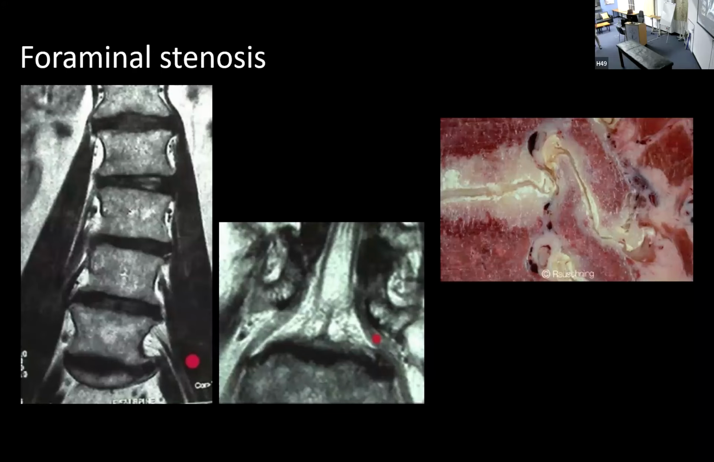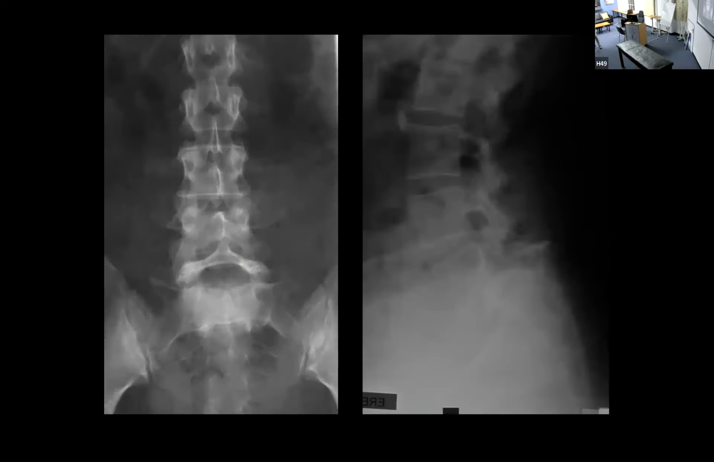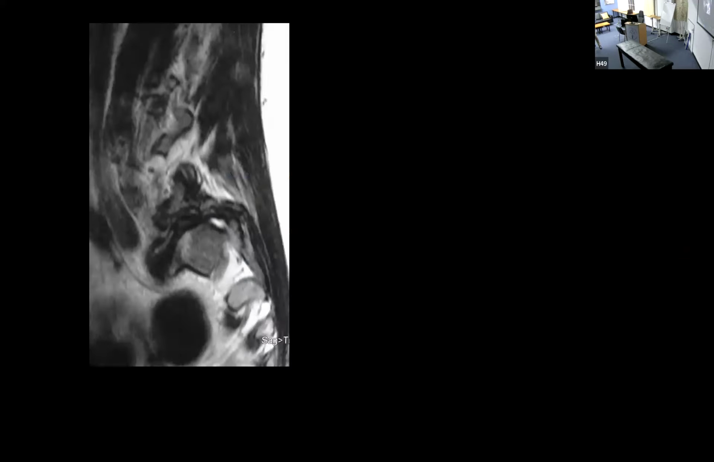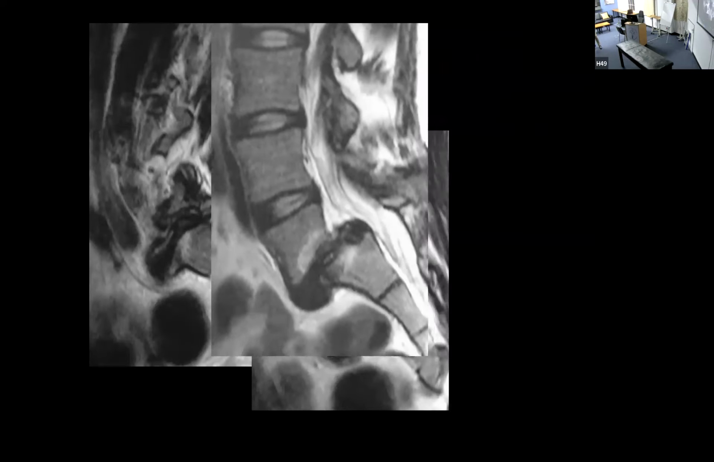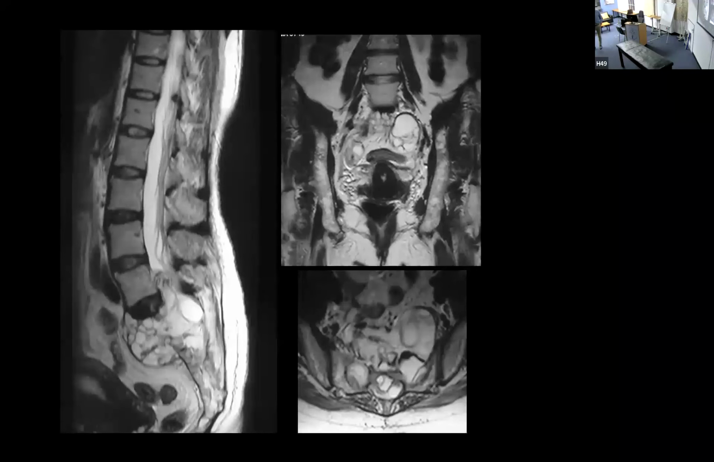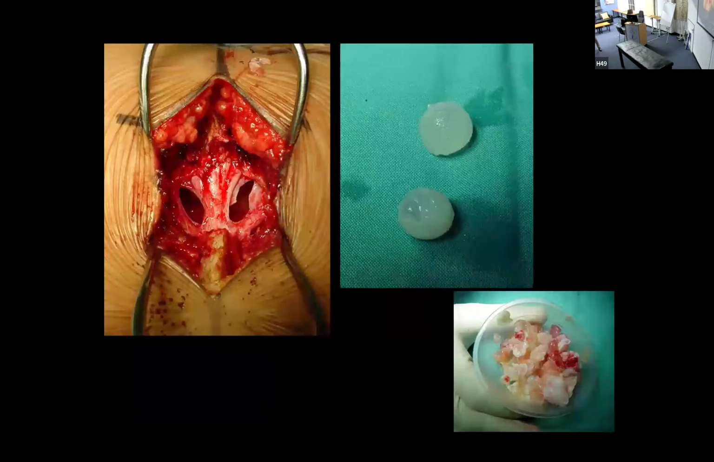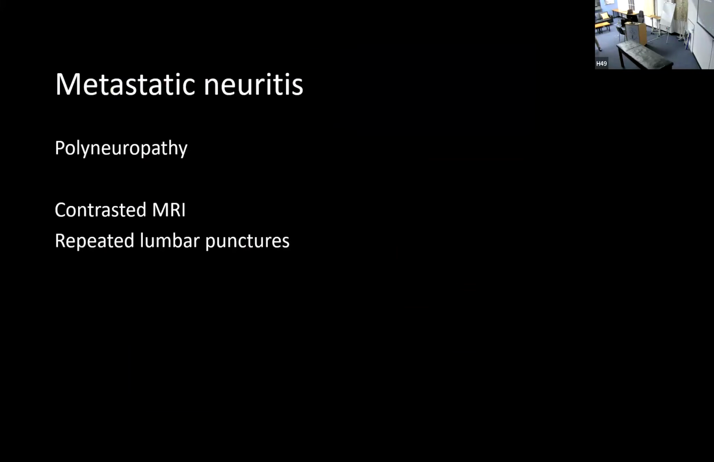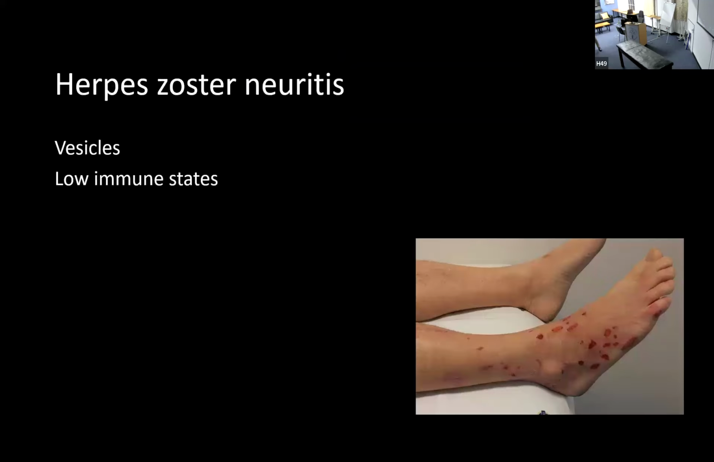Central stenosis, as we've discussed. And the cauda equina, I'm not going to spend any time on that because we're not going to talk about that tonight. Get away from that fast. But obviously you can get other things. That's why MRI scans are very useful. You can get metastatic neuritis, so you can get medical conditions that cause these things.